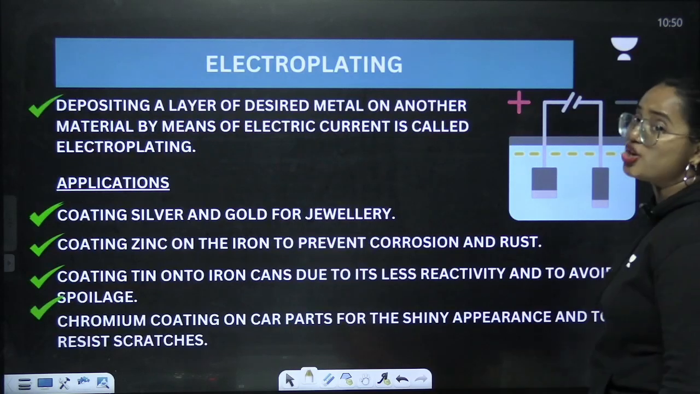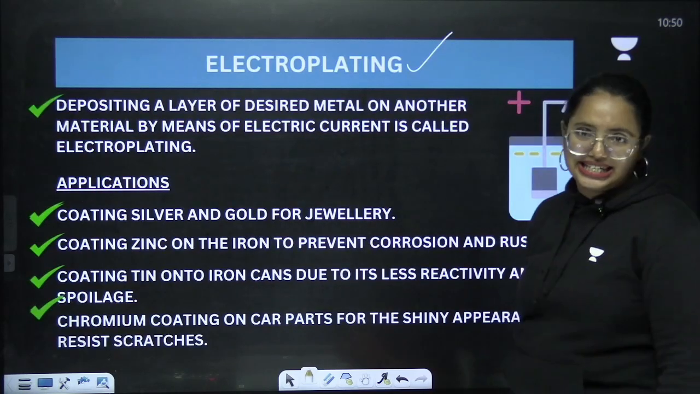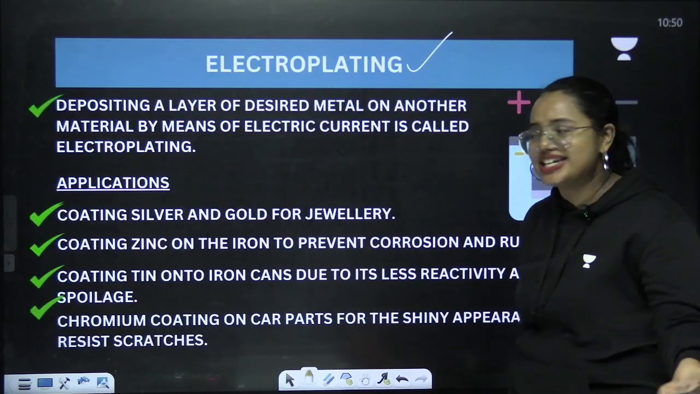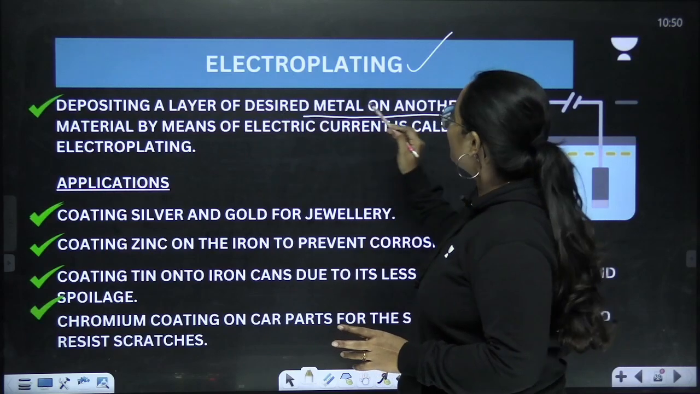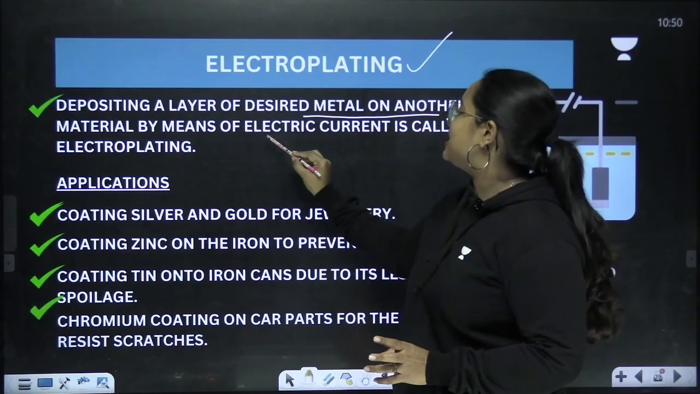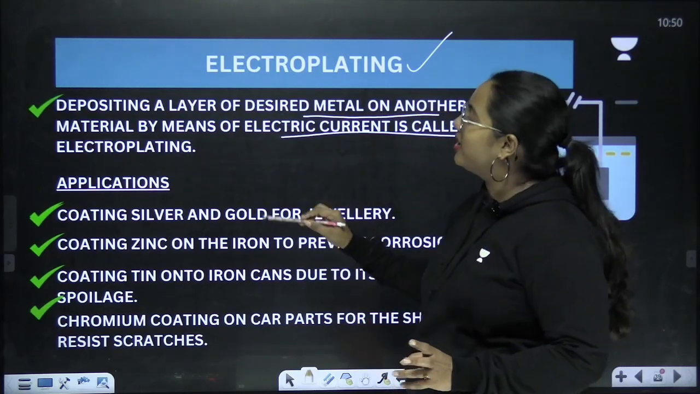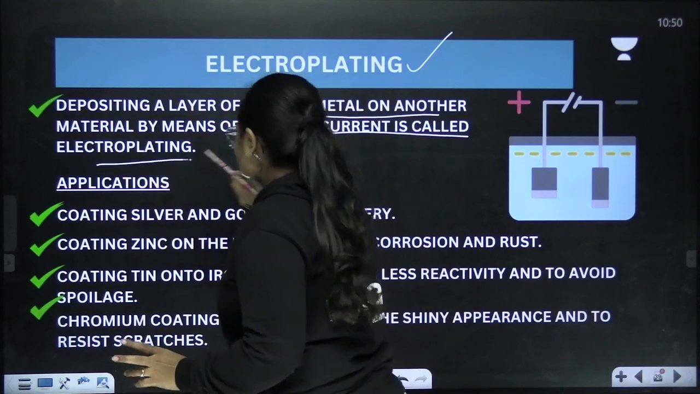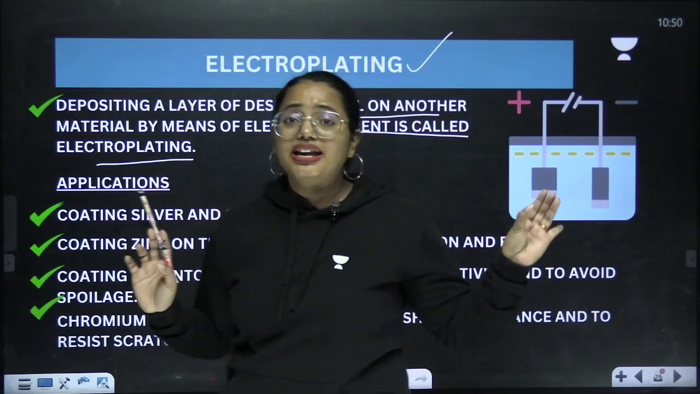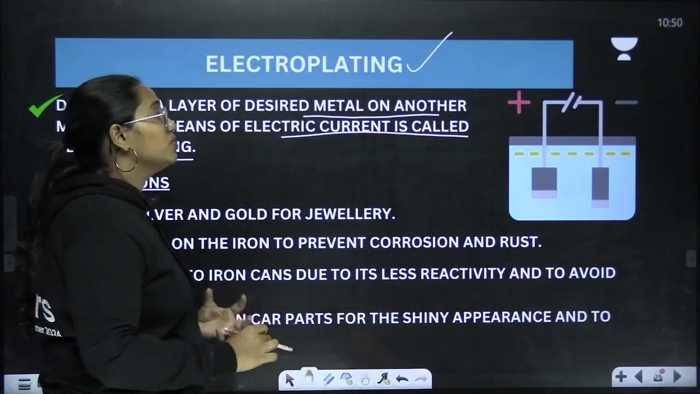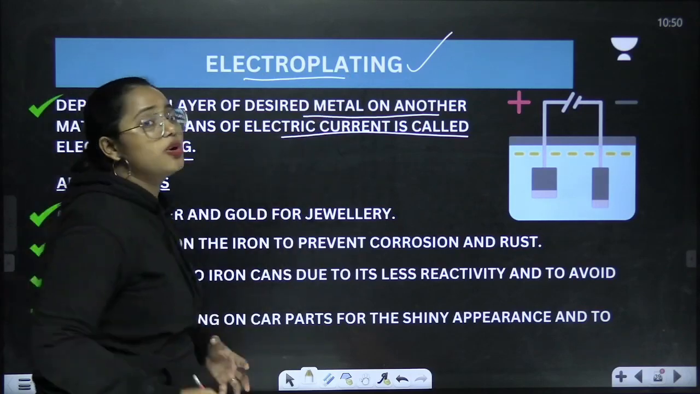And now we are going to talk about electroplating. What is electroplating? Depositing a layer of the desired metal on another material by means of electric current is called electroplating. Clear? So this chemical effect of electric current can be utilized to do electroplating too.